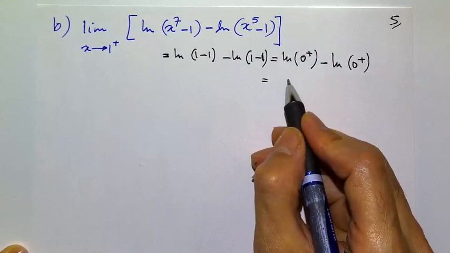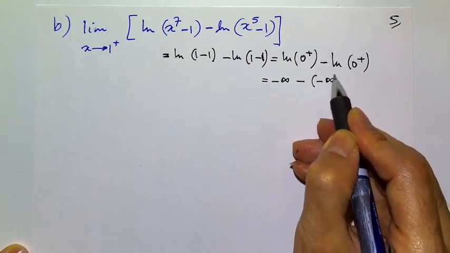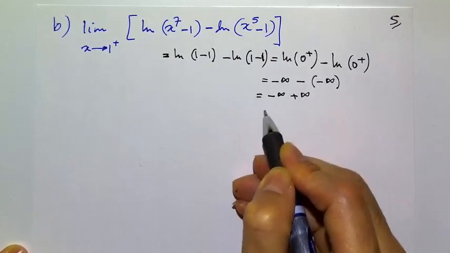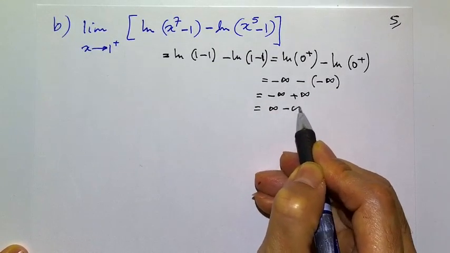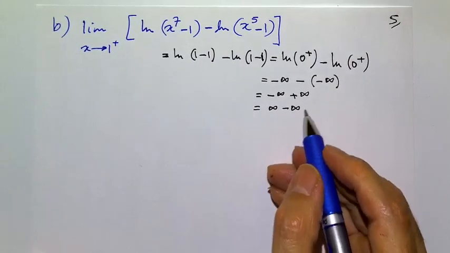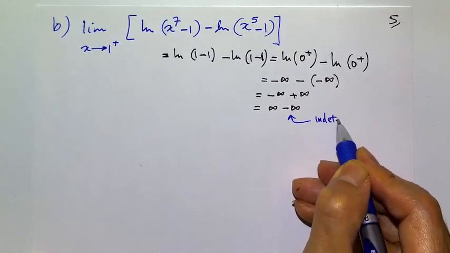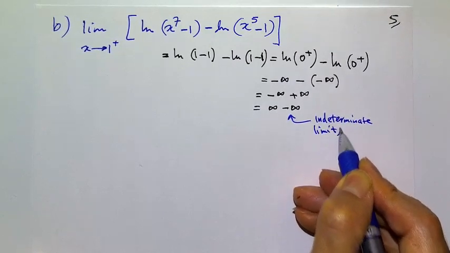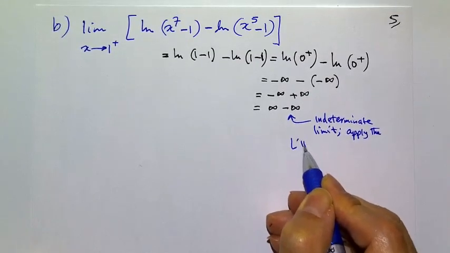Okay, so what are we going to get? We're going to get negative infinity here, minus infinity here, or minus infinity plus infinity, or we can rewrite this and say positive infinity minus infinity, and that's certainly an indeterminate case, right? So indeterminate limit, and we have to apply the L'Hopital rule.